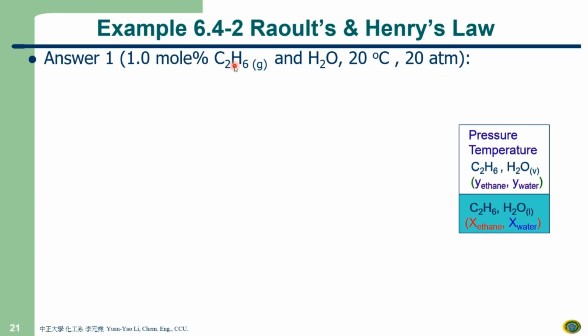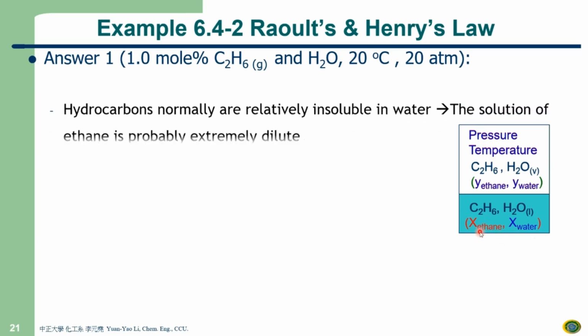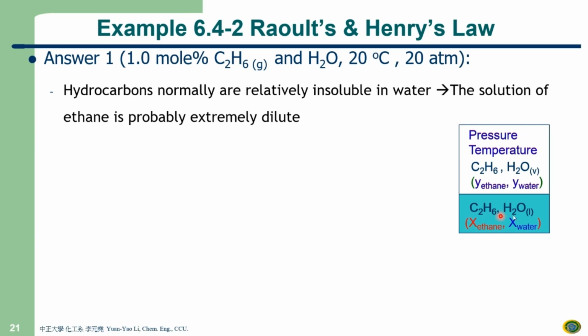If I tell you that you have 1 mole of the C2H6 in the gas phase, so that means in the beginning you have 2 unknowns here, but if you know this, you will know immediately the molar fractions in the gas phase. Once you know the pressure and temperature, of course you know the molar fraction here. So how can you get this answer? Hydrocarbons normally are relatively insoluble in water, so the solution of the ethane is probably extremely dilute. That means Xi will be very, very small.